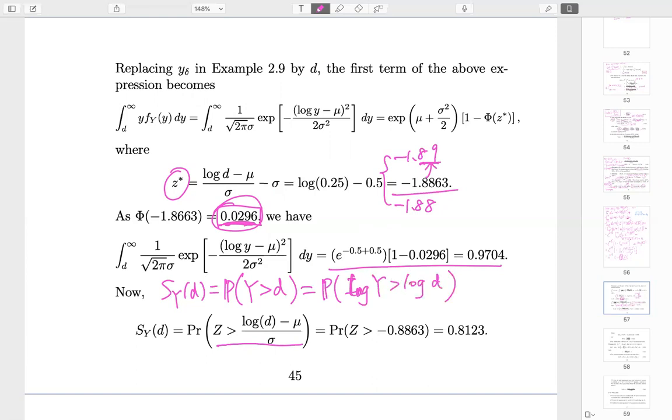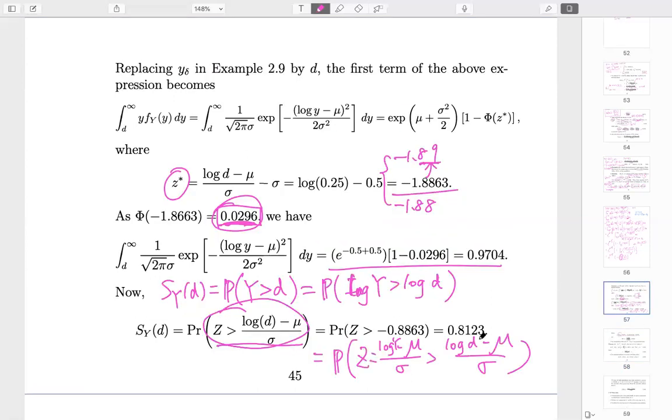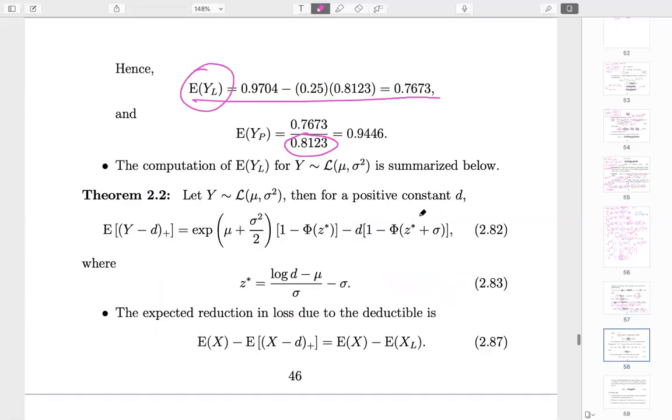Okay, by definition, y is log normal, so log y is normal. But for the mean, I need to convert it by standardization. Right, so we have this result. Okay, again, check the table, you will get the probability. Finally, you combine everything together to get the expectation of YL. Once you have YL, you divide by the survival probability. Luckily, we just computed it, which is here. So you use it again. So that's the end of this example.